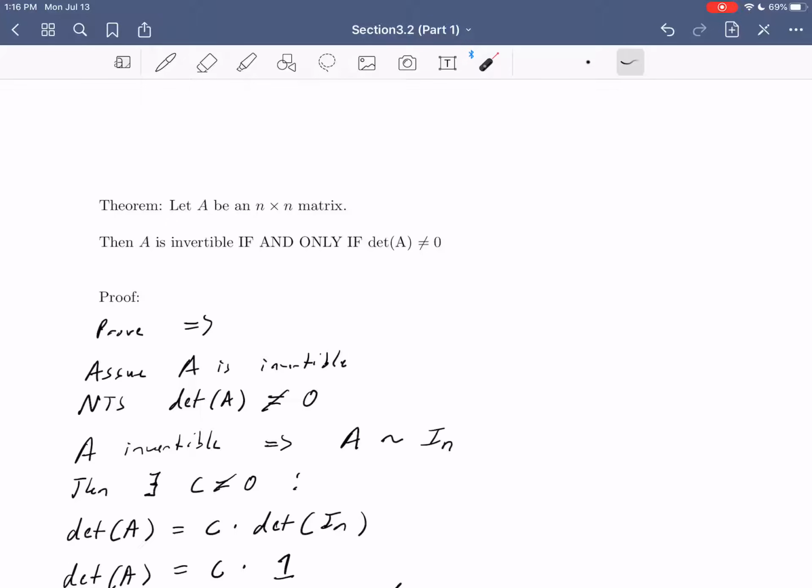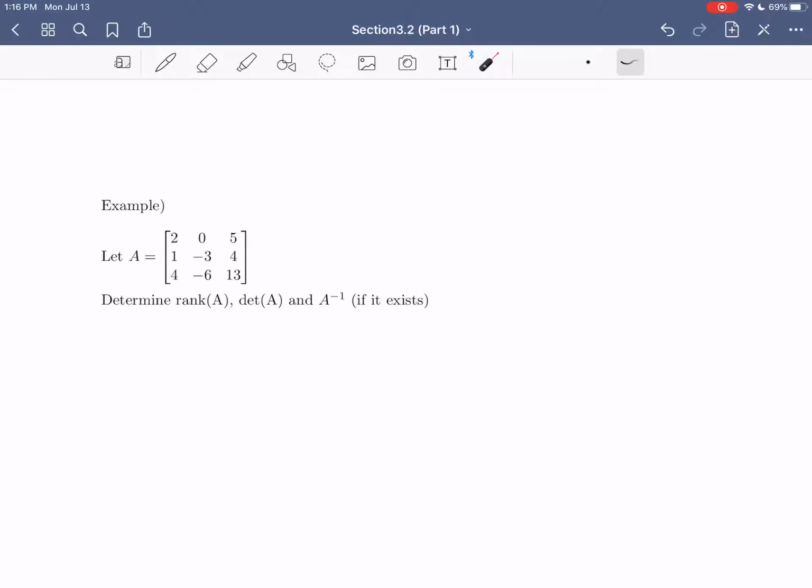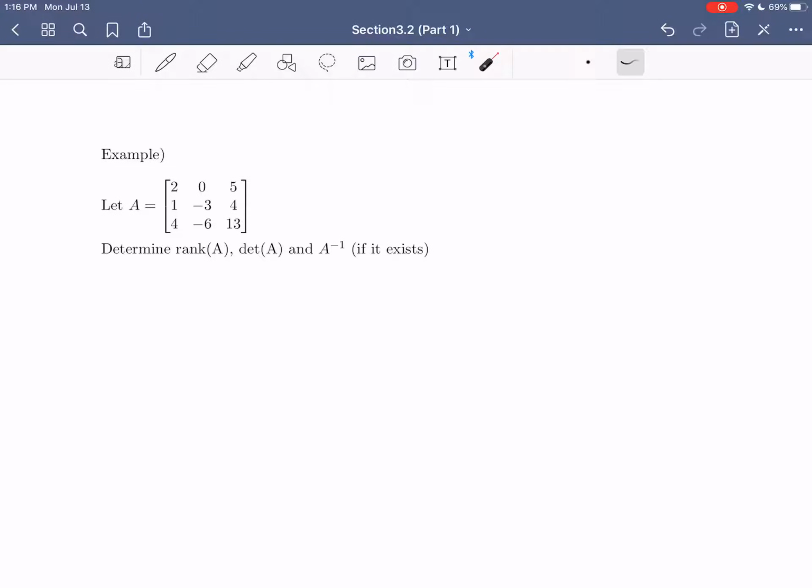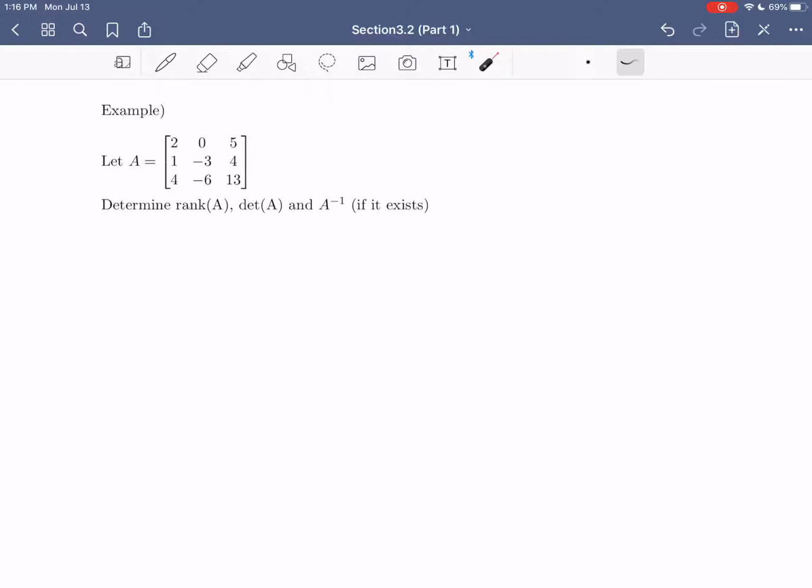Okay, let's wrap this up with a couple quick examples, using our new approach for calculating determinants and confirming that this theorem really does make sense. So we're just going to do a couple computational examples. We're going to look at a pair of square matrices, A and then B, where we're going to try to determine the rank, the determinant, and A inverse if it exists. So we'll go through and do all this together.